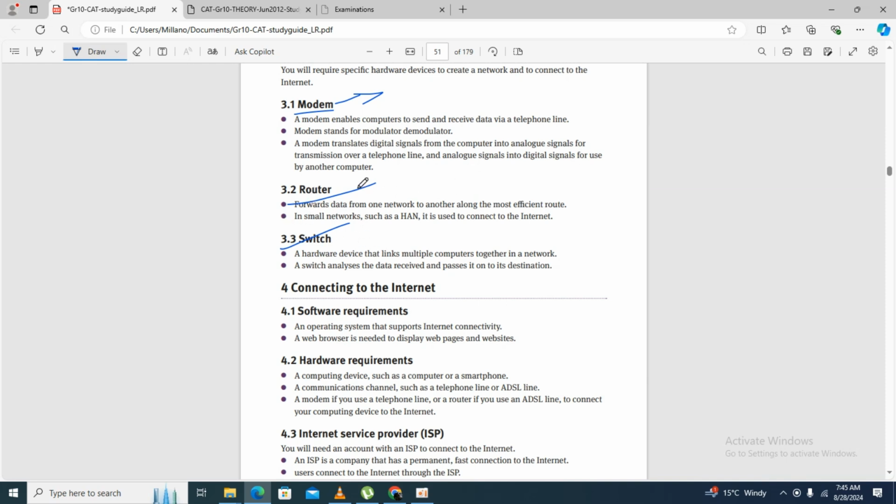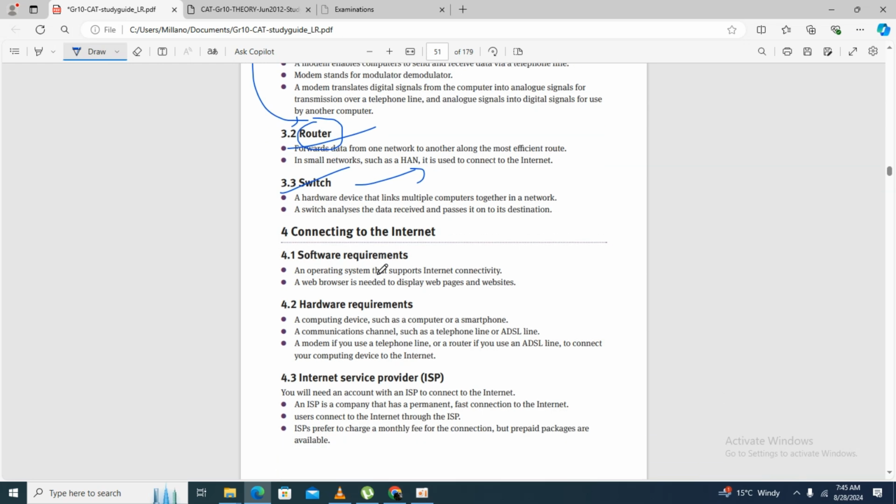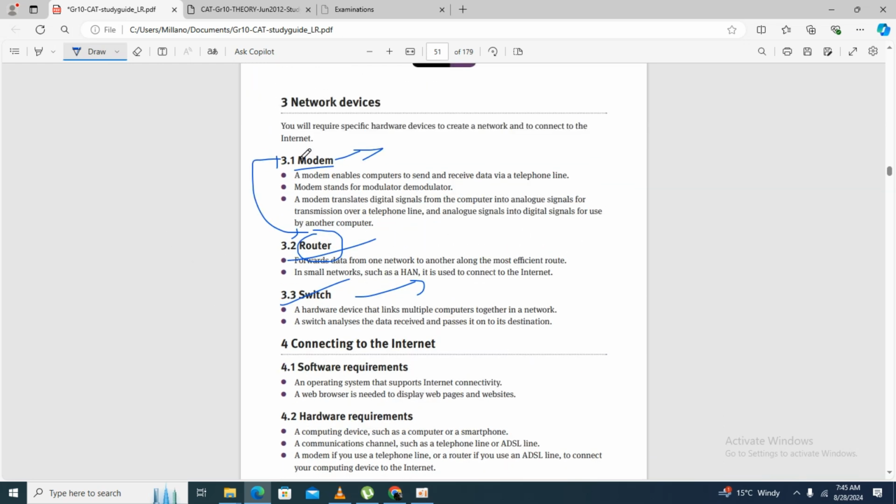And then a switch, but in today's economy, we can have a router which can act as both a modem and a router at the same time. You guys have to look out for that. So now a switch is a network device which controls all the devices that are connected within the network, right? So yeah, you guys should know that.